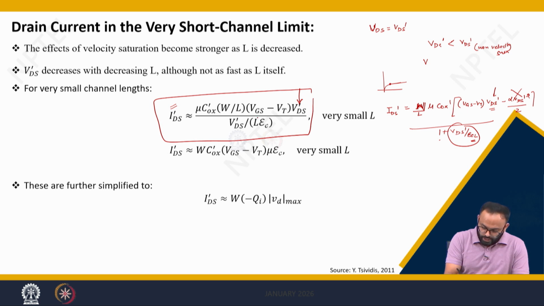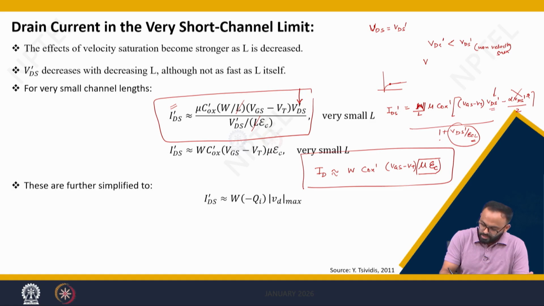If you see carefully, the L from the denominator and numerator will get cancelled. This is strange but true. The current is no longer a function of L. So, the current is directly given as W into Cox dash into (Vgs minus Vt) into mu into Ec, where mu into Ec can be defined as Vd max, the velocity at which velocity saturation occurs.